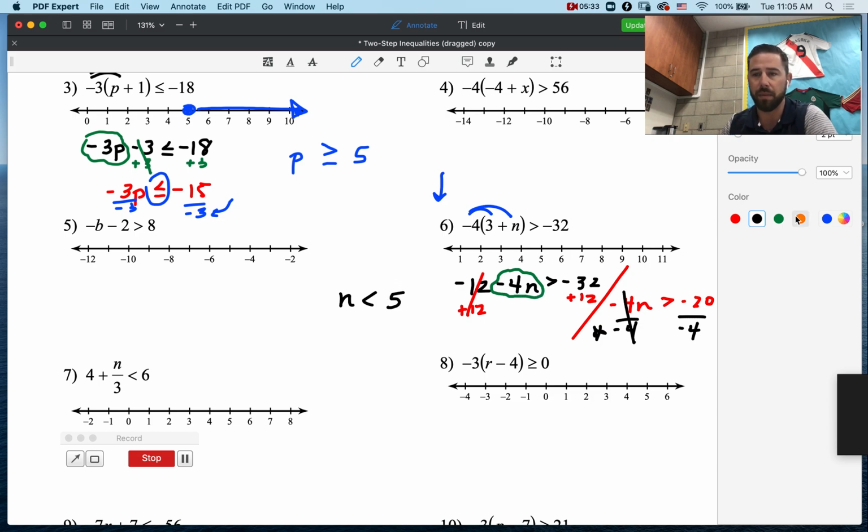And now we got to graph this puppy. So we say, hey, at the 5, there's no equal sign, so I'm going to have an open point. And it's not eating the variable, okay? It's not eating the n, which means it's going to be less than.